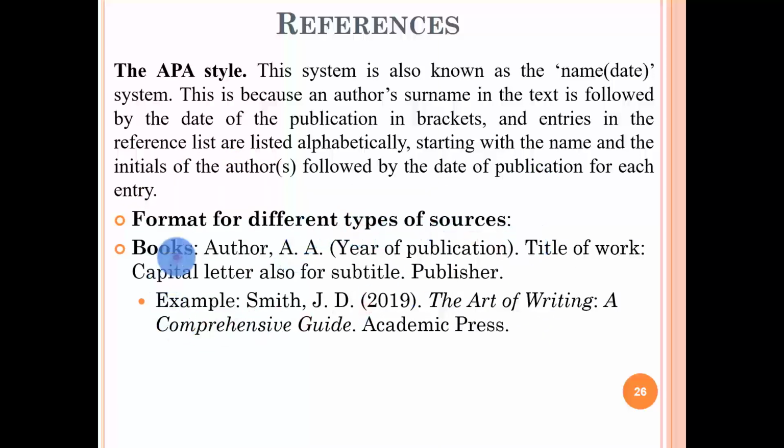For books, it appears like this: author, you write the initials, then the year of publication between brackets as mentioned, then the title of work, which should start with capital letters, even for subtitles, and then the publisher. This is an example: Smith, JD, then the year of publication, 2019, between brackets, then the title and subtitle, and then the publisher. This is for the book.